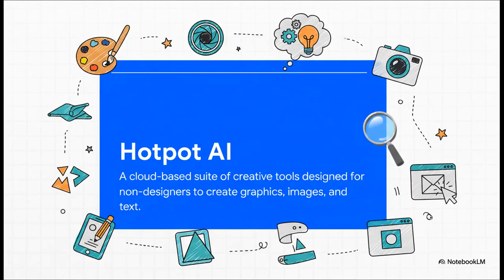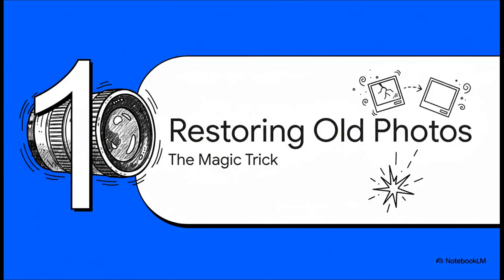And that's exactly where Hotpot AI steps in. It's a whole collection of AI-powered tools that just live in your web browser. And the key thing here is it's built for people who aren't designers. So think of it as your own creative sidekick, ready to jump in and get the job done fast. To really see how powerful this thing is, let's start with what's probably its most popular feature. I like to call it the magic trick, bringing old photographs back to life.